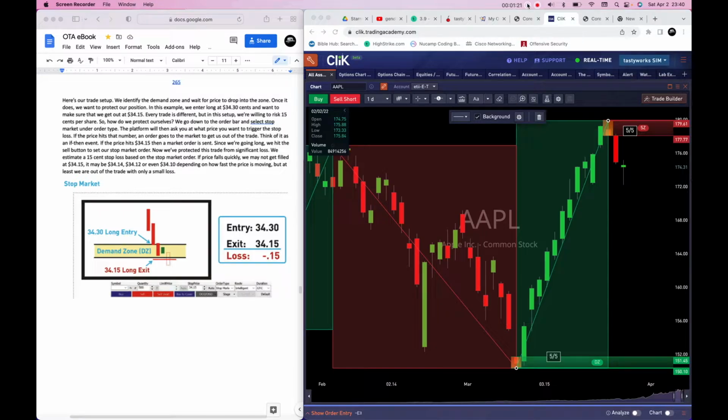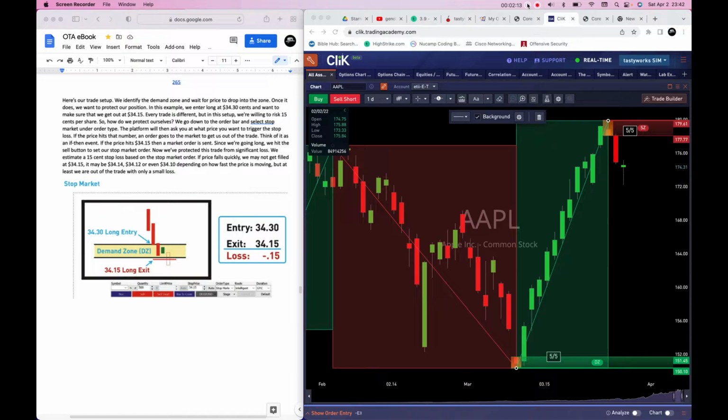Here's our trade setup. We identify the demand zone and wait for price to drop into the zone. Once it does, we want to protect our position. In this example, we enter long at $34.30 and want to make sure that we get out at $34.15. Every trade is different, but in this setup, we're willing to risk 15 cents per share. So how do we protect ourselves? We go down to the order bar and select Stop Market under Order Type.